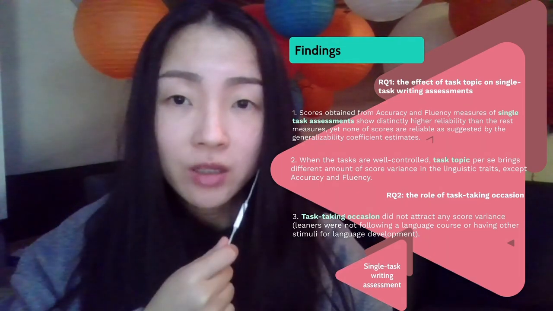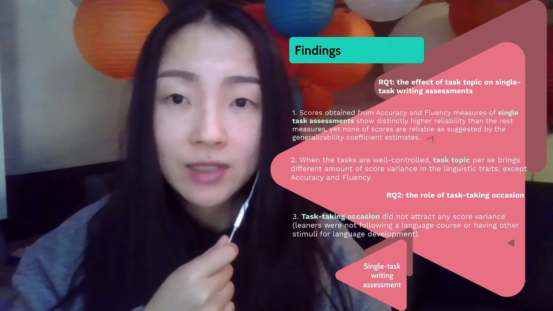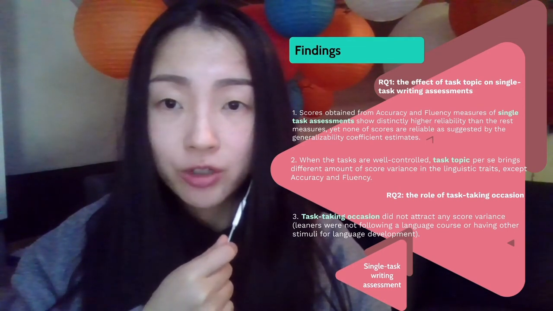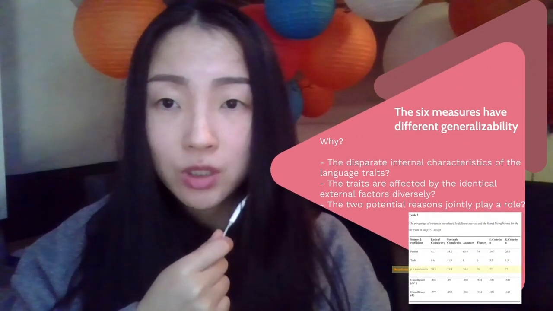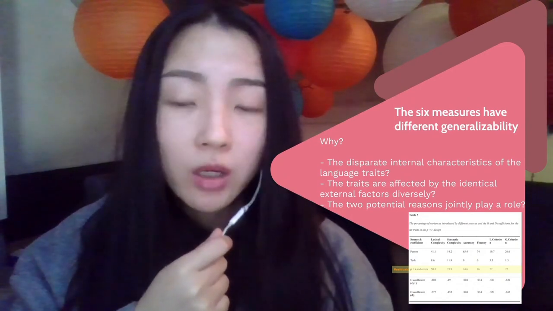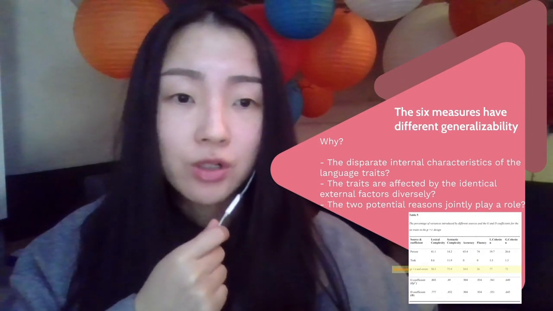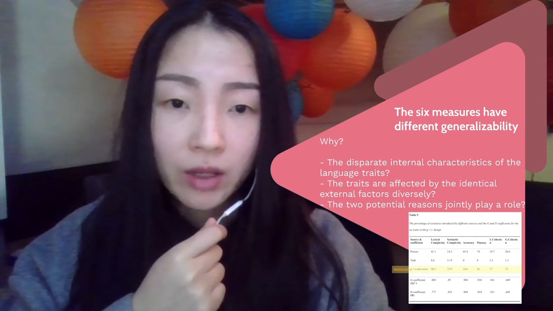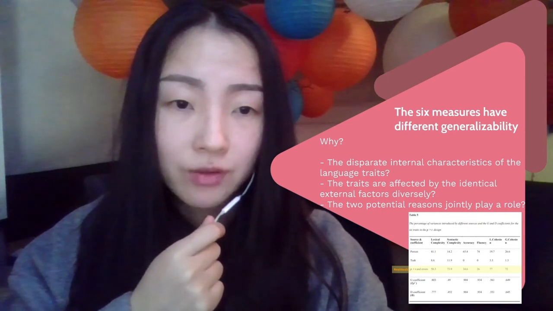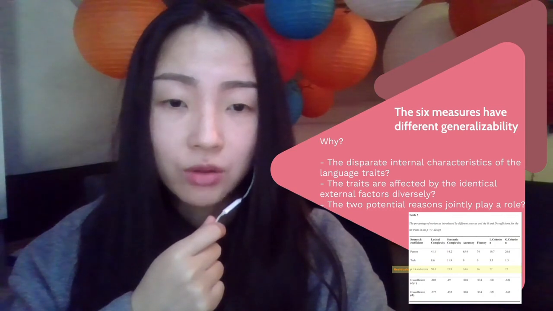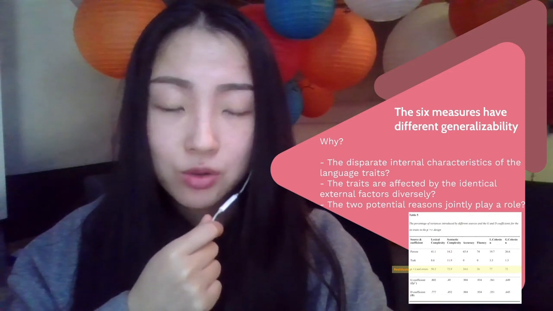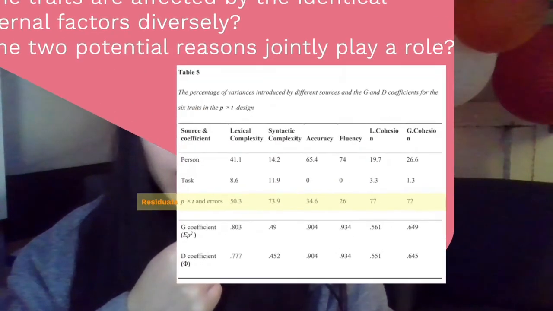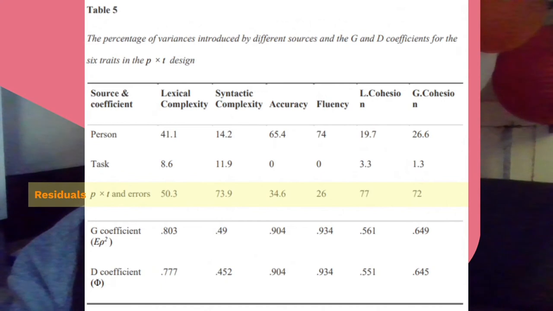An interesting thing about the 6 types of scores is that they yield distinct generalizability coefficients. Why is this the case? Why are they not equally reliable? Is it because of the disparate internal characteristics of the language traits, or the traits are affected by the identical external factors differently, or both of the potential reasons jointly play a role? If we look back at the result section, we will find that the second reason is more likely.